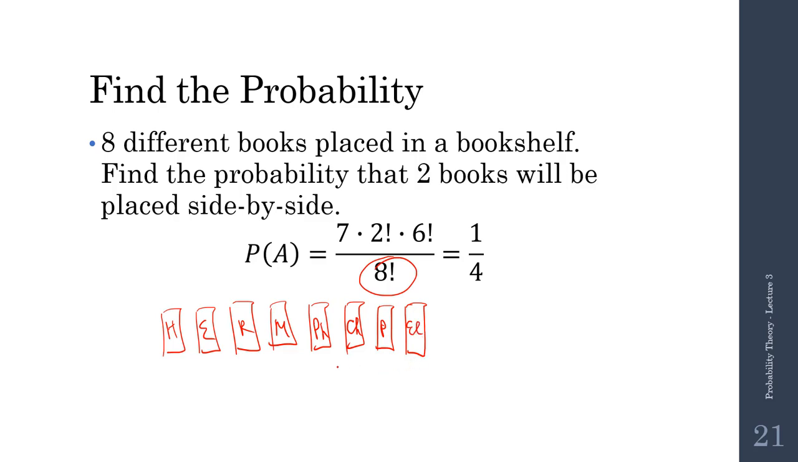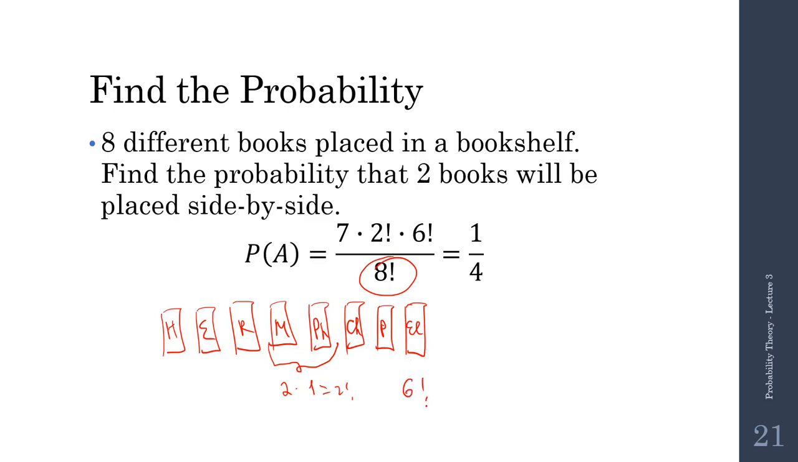We want the books mathematics and physics to be put together side by side. How many ways can we arrange these 2 books together? We have 2 ways. The first place can be one of these 2 books, and the second place is the other one, which is 2 factorial. And how many ways can we put our remaining books? How many books remain here? 1, 2, 3, 4, 5, 6 books.